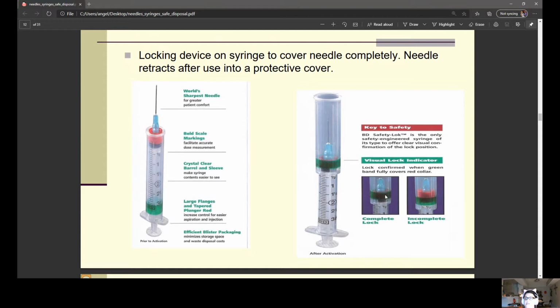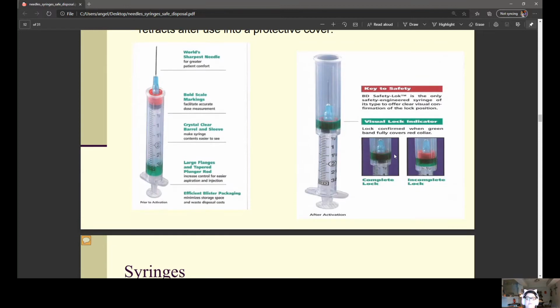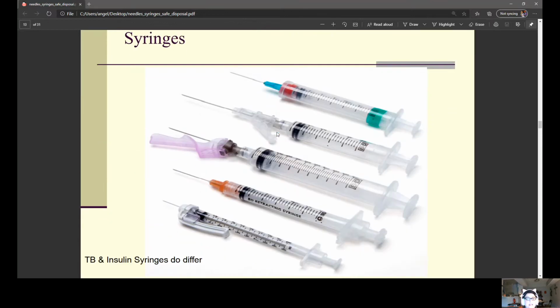Incomplete, complete. So it lets you see, so you know, hey, I'm safe. And some of them don't have the visual. Some of them have like a clicking sound, an audible sound. Now there's many different kinds of syringes. All right. And one of the things is to make sure that you are familiar with your syringes.